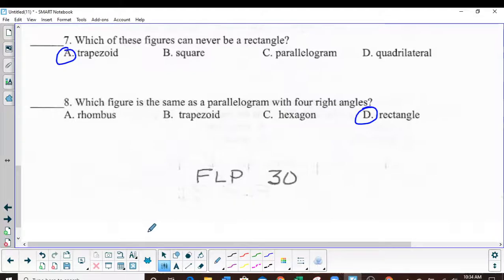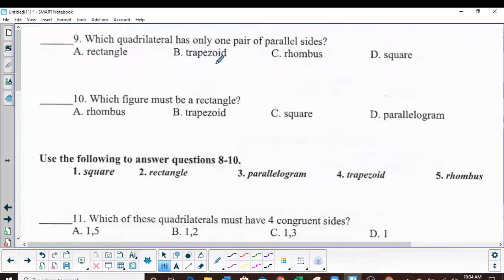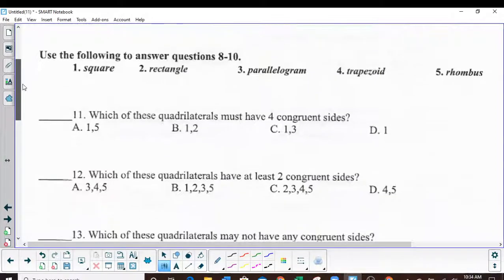Let's go on to 31. Okay. It was the last page, the last page of that whole thing. Yep. Starts with number 9. It says which quadrilateral has only 1 pair of parallel sides? We know that's a trap. And 10, which figure must be a rectangle? And it's a square. The only one that fits the same attributes or descriptions.